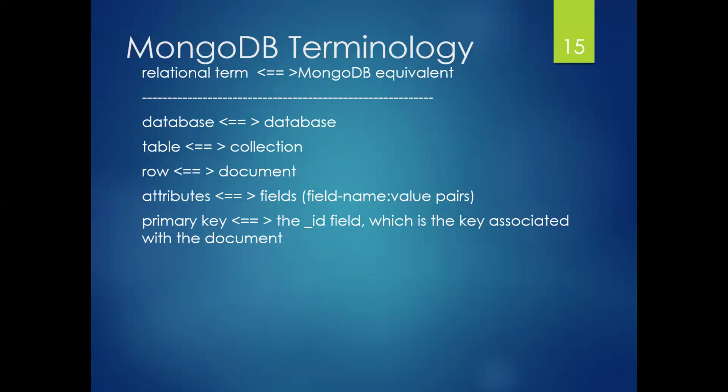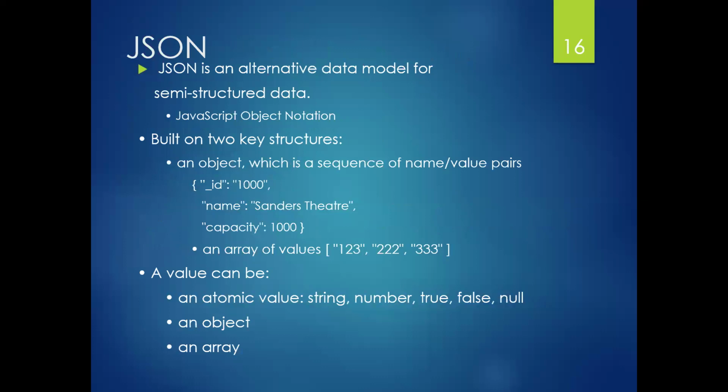And the MongoDB terminology maps relational terms to MongoDB equivalents. Database to database, table to collection, row to document, attributes to fields, and primary key to the underscore ID field, which is the key associated with the document. And JSON is an alternative data model for semi-structured data.